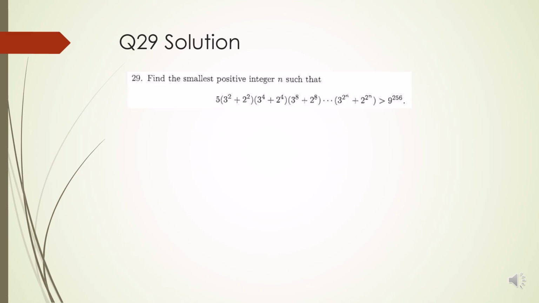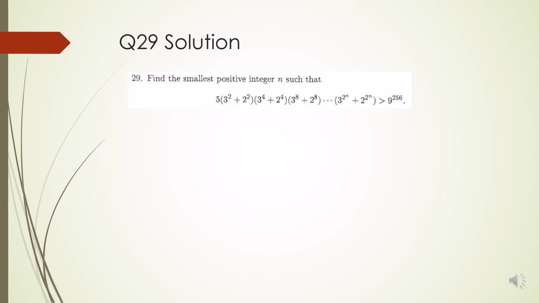Ultimately, if we collapse hard enough, we get 9 to the 2 to the n minus 4 to the 2 to the n. And this must be greater than 9 to the 256. And you can see here that 256 is actually equal to 2 to the 8. So we must find the smallest n such that 9 to the 2 to the n minus 4 to the 2 to the n is strictly greater than 9 to the 2 to the 8.